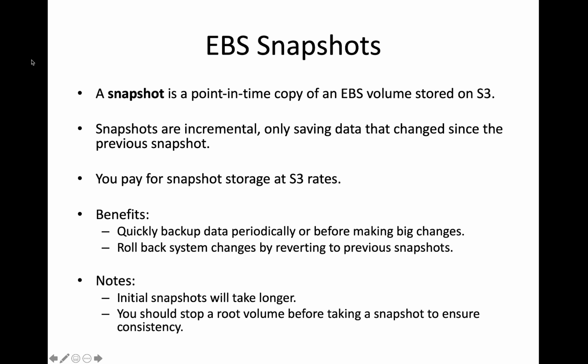When we're working with our EBS volumes, we're storing our data on those volumes, and oftentimes we'll want to back them up. One way to do that is to leverage a capability called EBS Snapshots. Now, a snapshot is essentially a point-in-time copy of an EBS volume. So you can think of it as snapshotting the state of that network hard drive, and it stores a copy of that data in S3.